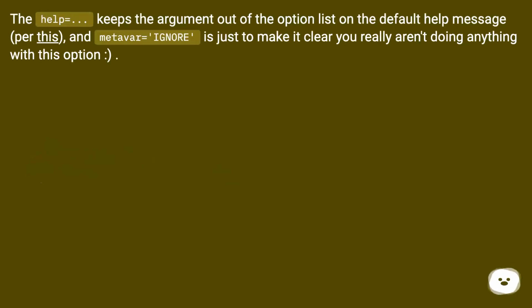The help=... keeps the argument out of the option list in the default help message, and metavar equals big norp is just to make it clear you really aren't doing anything with this option, smiley face.